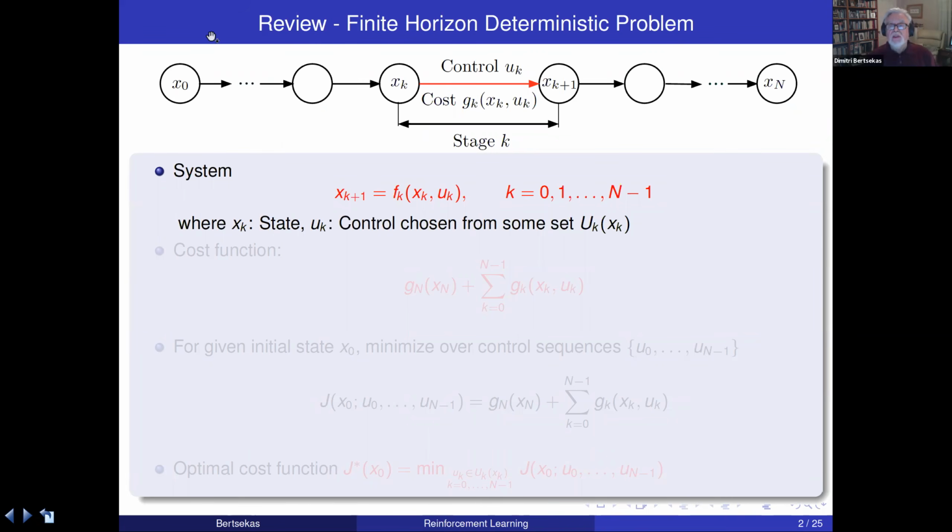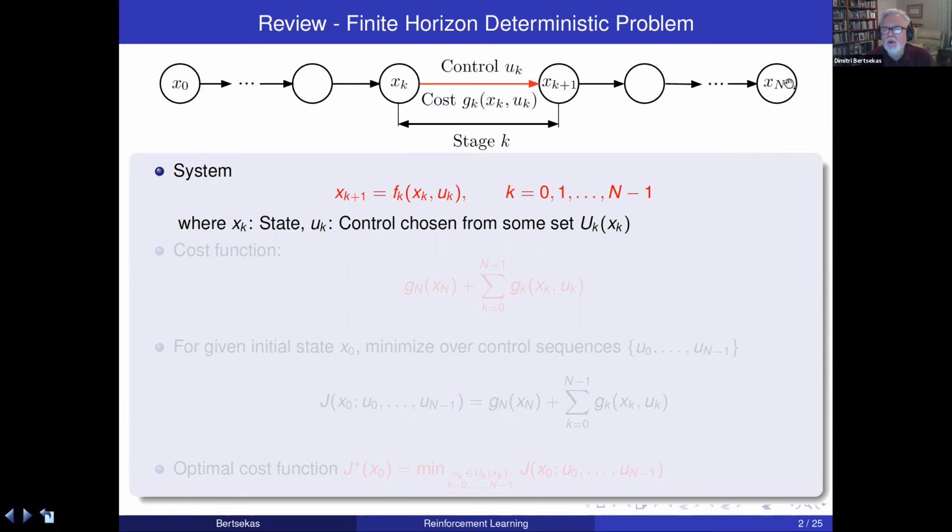Okay, so we're going to start with a little review of what we did in the first lecture. We talked about finite horizon deterministic dynamic programming problems, where we have states xk and control uk, and at each state xk, we choose the control, and then we move to the next state according to a given equation that's deterministic. Once we choose uk, there's no doubt which state is going to result. Moreover, there will be a cost, gk of xk and uk, that will be incurred at that stage.